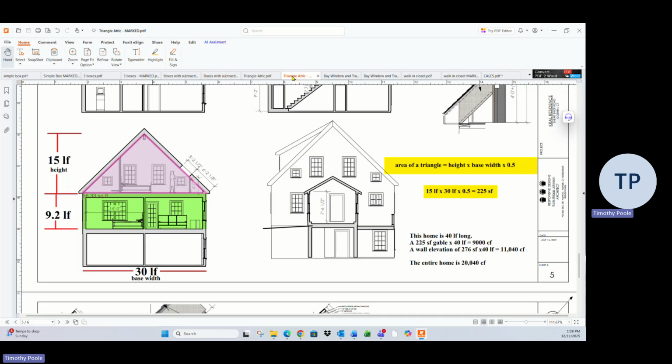The home is 40 feet long, so if you multiply the 225 square feet of gable by 40, you get 9,000 cubic feet. Similarly, you multiply the wall, 276 square feet, by 40 linear feet, and you get 11,040 cubic feet. Added together, the entire home is 20,040 cubic feet.